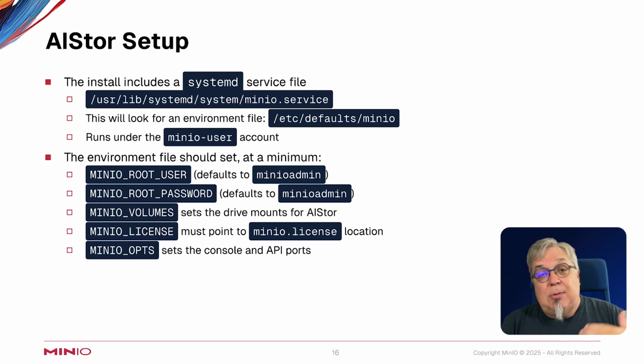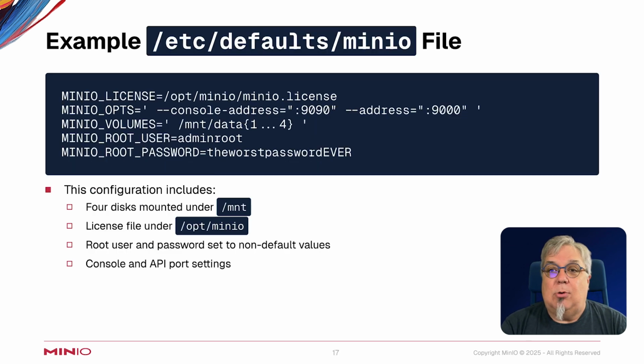You also need to set up the MinIO volumes. That's where the data is going to be stored. They need to be drive mounts for AIStor. The MinIO license has to point to the MinIO license location, and you can also set up MinIO options for the console and the API ports. That's a very minimalistic environment file, and that's what we're going to be using in our example.